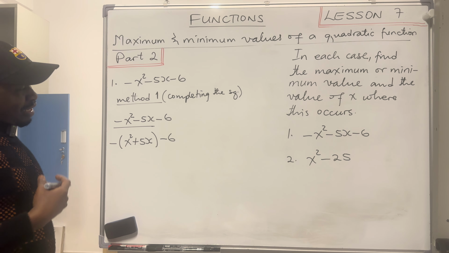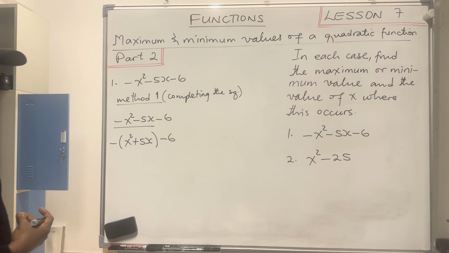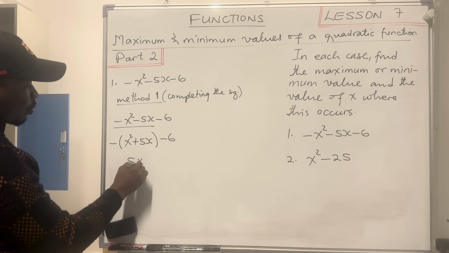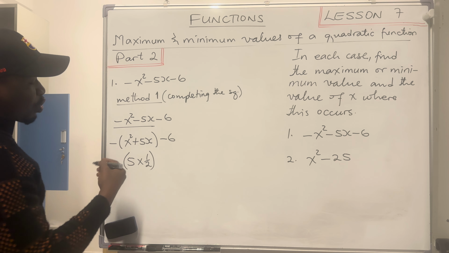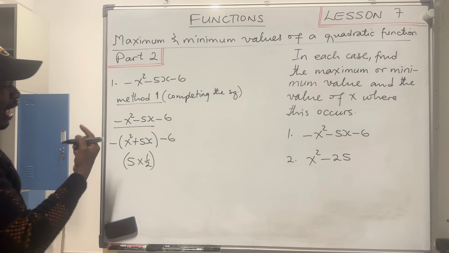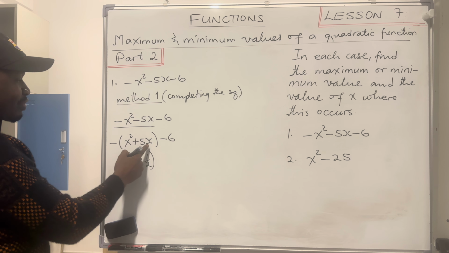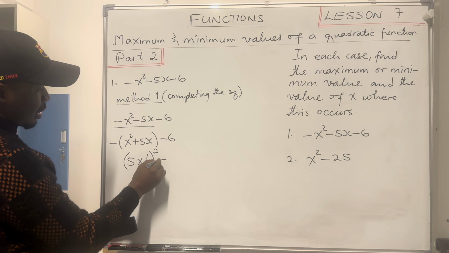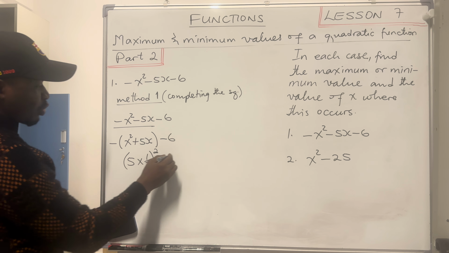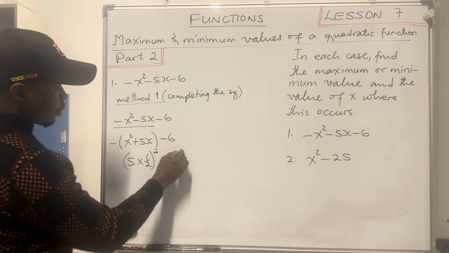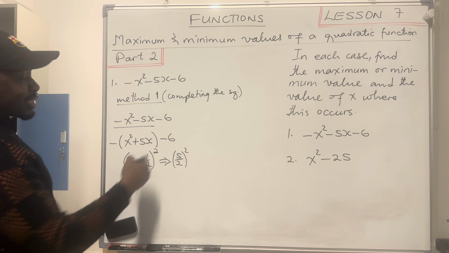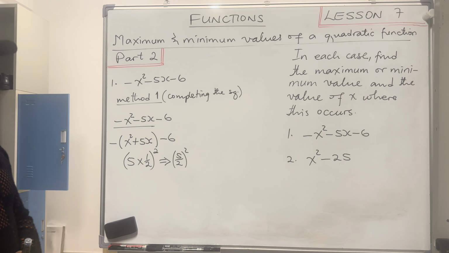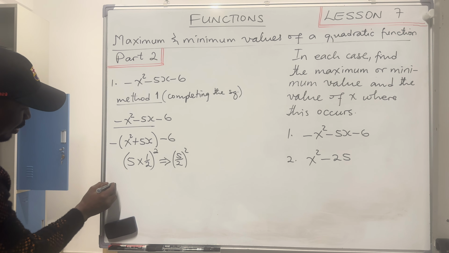What is the next stage? The next stage is: what is the coefficient of x? The coefficient of x is 5. This 5, we multiply it by half. It's something we always do when we are completing the square. Having made sure that the coefficient of x squared is 1, we multiply the coefficient of x by half. Then we square it. And this will give us 5 over 2 with a square. I know we can simplify it further to become 25 over 4, but we reserve it for subsequent steps.